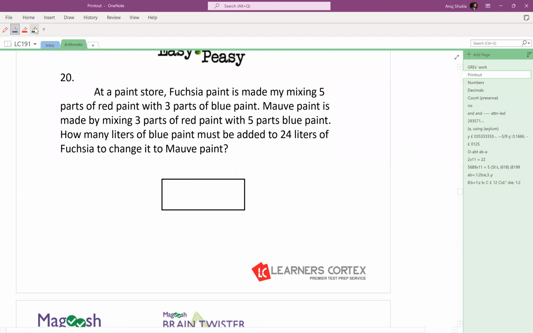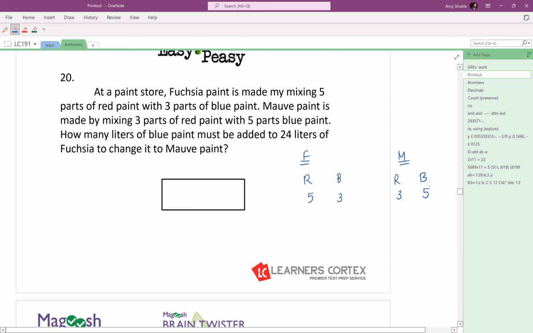Fuchsia paint is made up by mixing 5 parts of red and 3 parts of blue. And mauve is there, right? What is mauve? Mauve is 3 parts of red and 5 parts of blue. What is the ratio of the paints? The ratio of the paints is 5:3 in fuchsia, and in mauve it is 3:5.